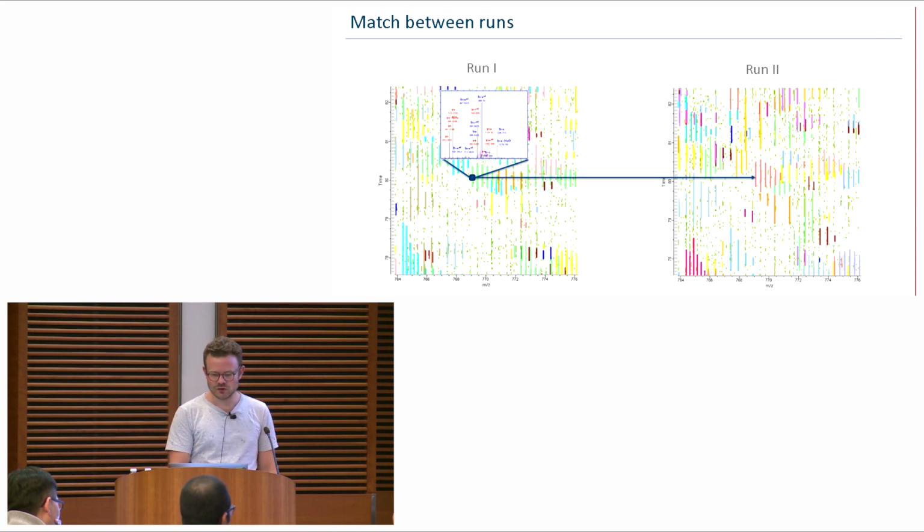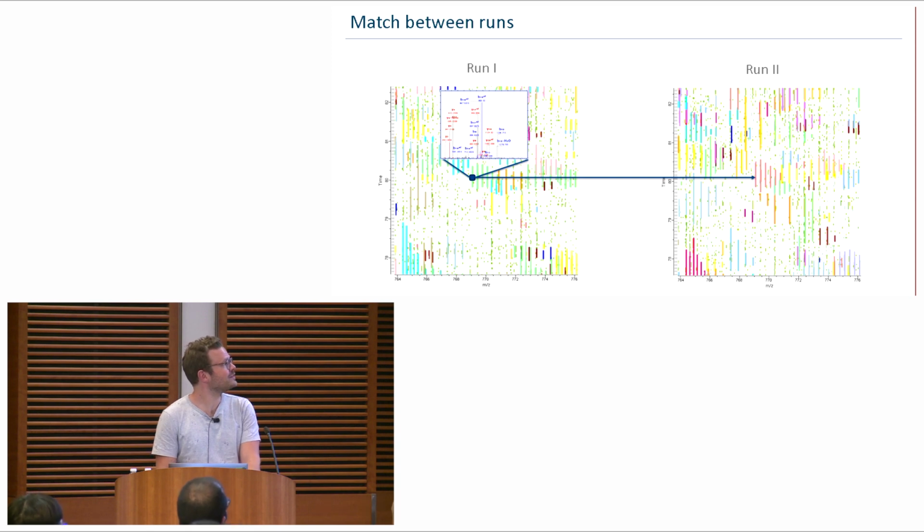And the solution is the matching between runs, which basically looks on the MS1 level in the aligned LC runs, if there is an isotopic pattern which matches, so which is eluting at the time that we expect it to elute, and if it has the mass that we expect in the charge state.